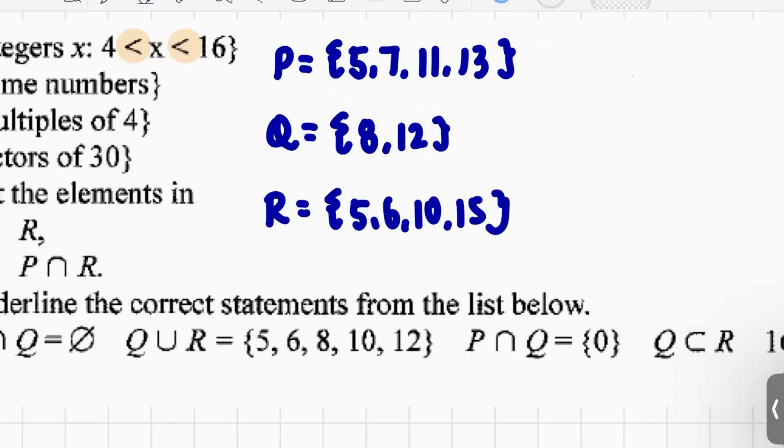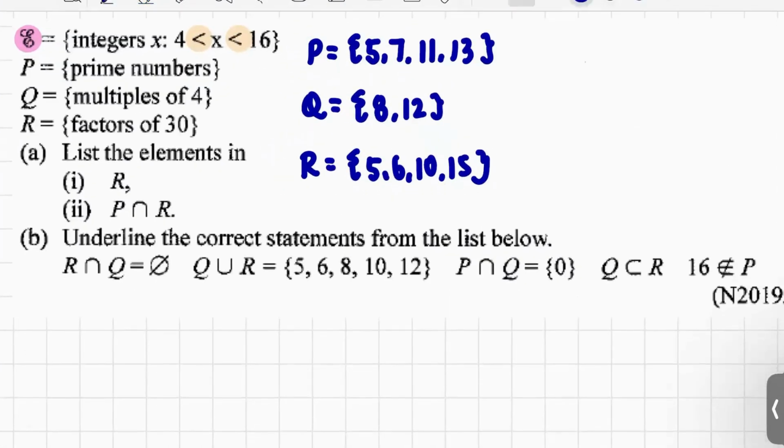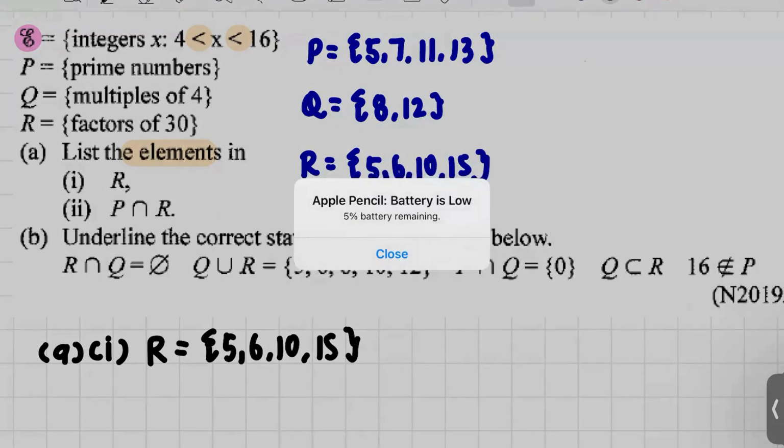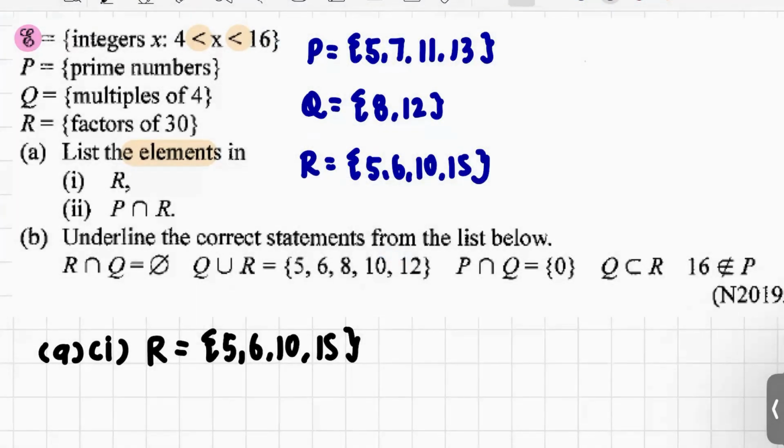After this is the most crucial step, because if you make a mistake over here, it will lead to errors in the next few parts. So let's look at part A. They want us to list the elements in R. Whenever they ask you to list the elements, make sure you open and close your bracket. So you just put down R is 5, 6, 10, and 15. If I give this as a quiz to students, I'm already expecting some to write down 1, 3, 30, which shouldn't be the case.